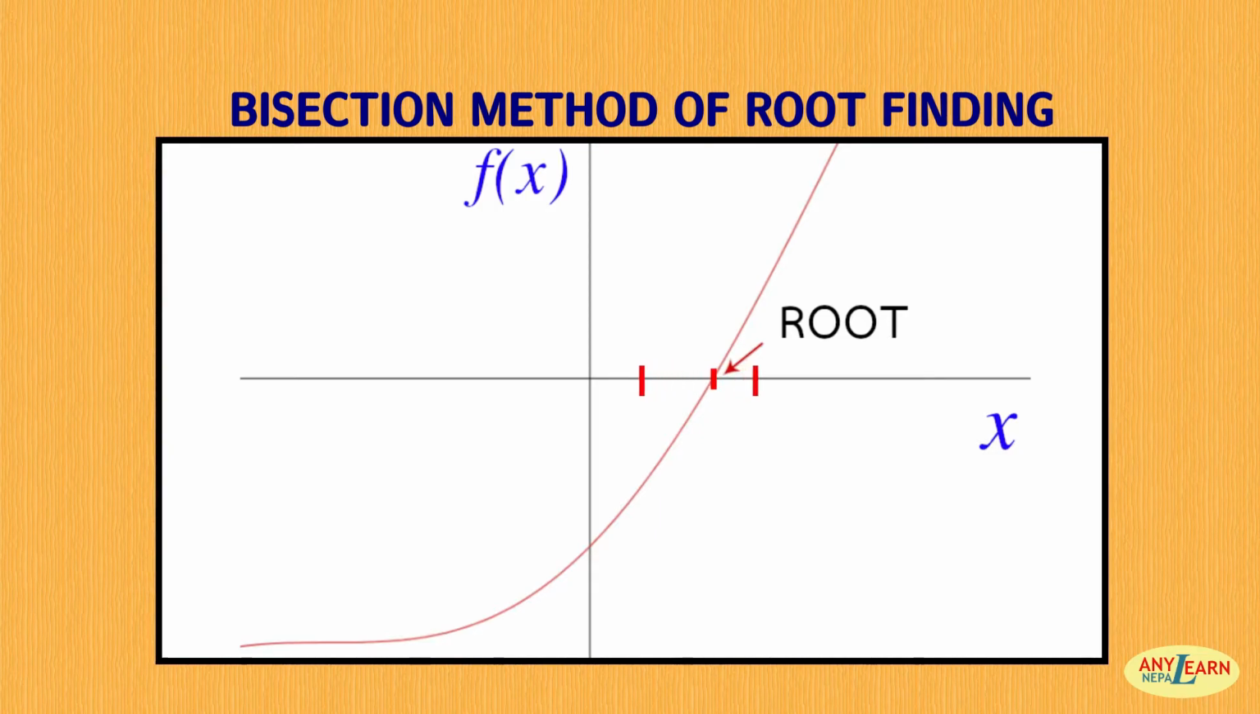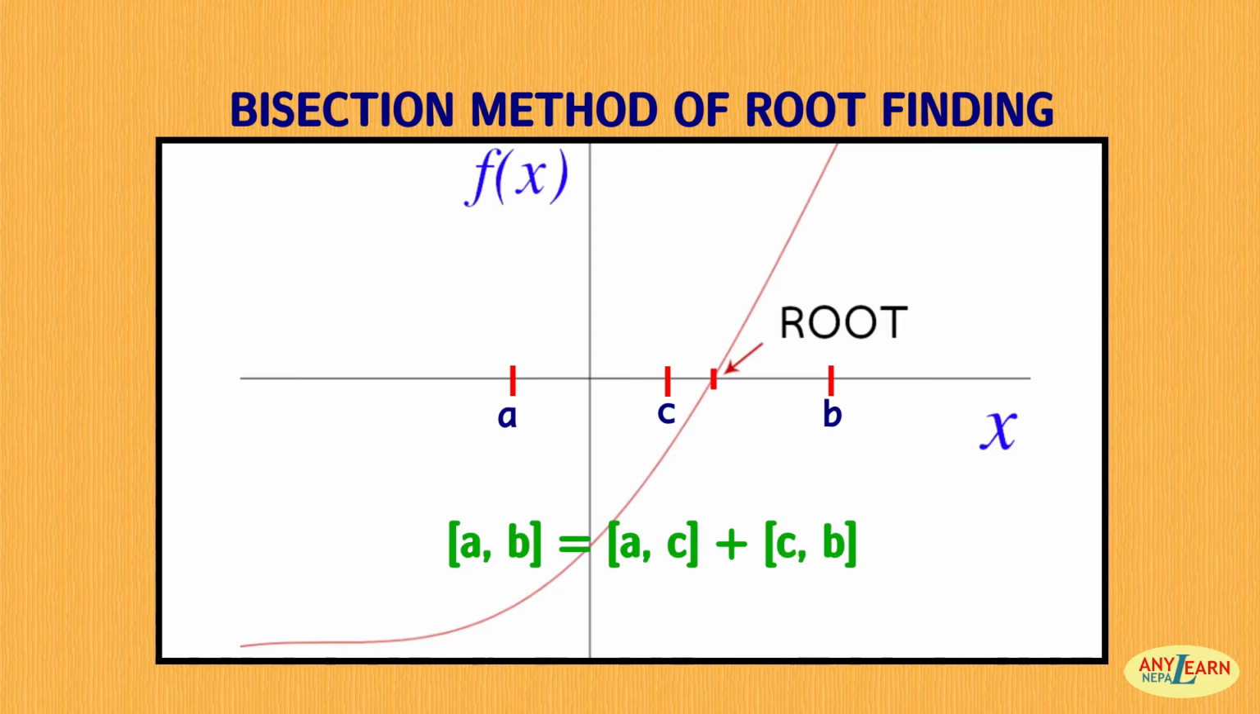Let's say we know the interval in which the root lies, say [a, b]. Now the bisection method is about bisecting the interval in which the root lies. So we find the middle point of this interval, that is of a and b. Let's say we get c as the middle point. Now we have two intervals: first interval [a, c] and second interval [c, b]. And we have to eliminate the interval which does not contain the root.